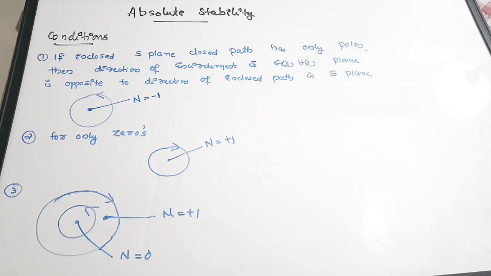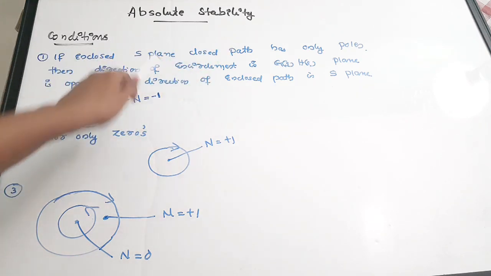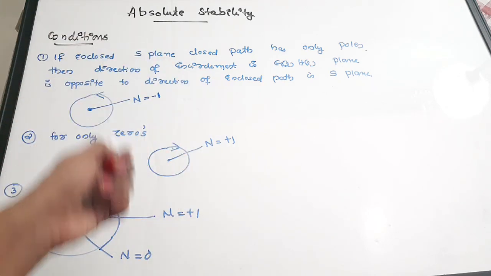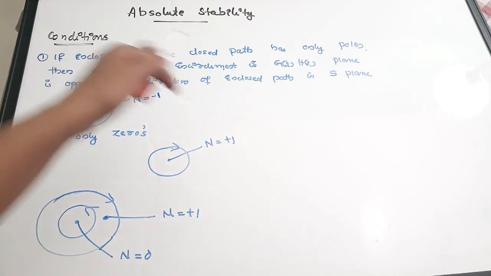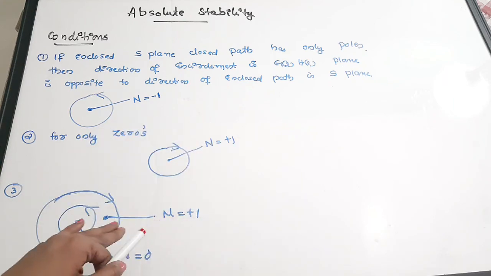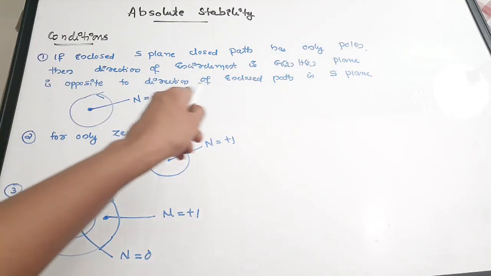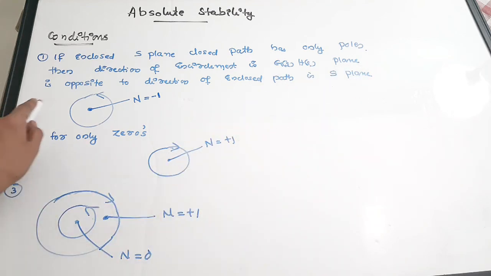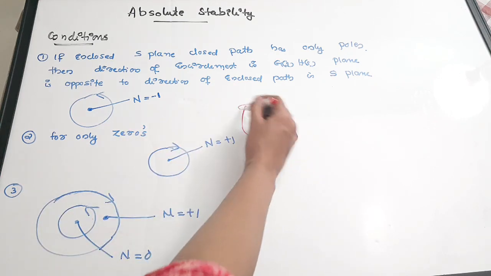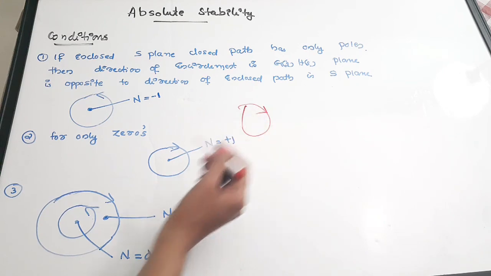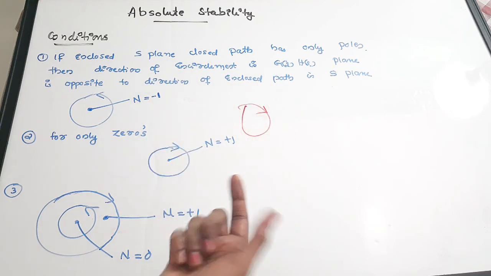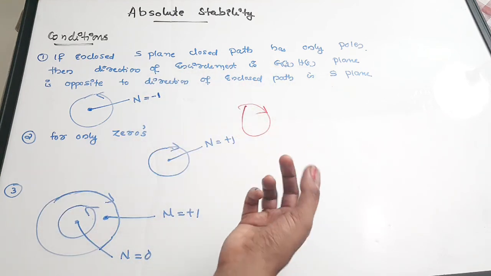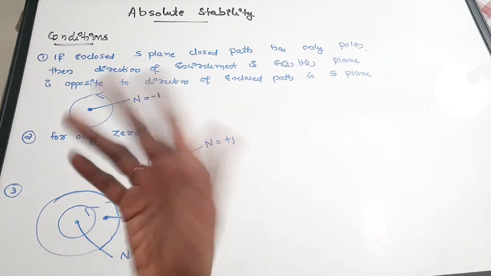Okay. So the first condition is the enclosed S-plane closed path. We have already seen how an S-plane closed path will look like. If that enclosement consists of only poles, then the direction of encirclement in the G(s)H(s) plane is opposite to the direction of the enclosed path. This thing we have already discussed. So if this is the enclosed path and its direction is like this, then the direction of encirclement in the corresponding G(s)H(s) plane will be opposite.